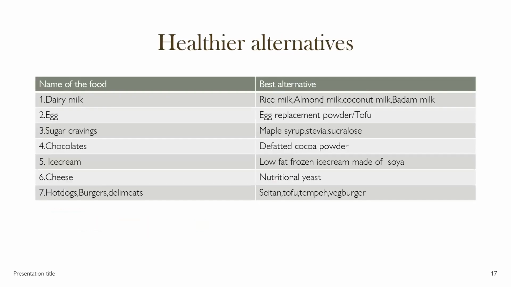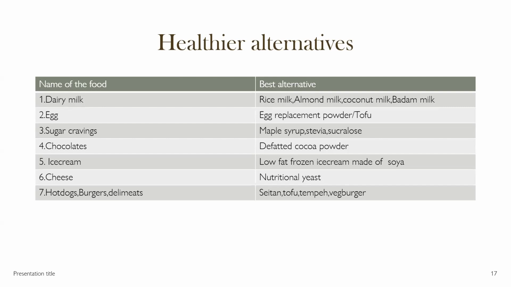Now patients will come up with, okay, we want to take something like this and have the benefits, so what should we have? Alternative foods. So for dairy milk we can give alternatives like rice milk, almond milk, coconut milk and badam milk. It will be as satisfying as milk, it will have similar qualities, and it will not even increase the blood sugar levels. Now for egg, there are egg replacement powders available in the market, and tofu has recently become very famous. People started taking tofu.